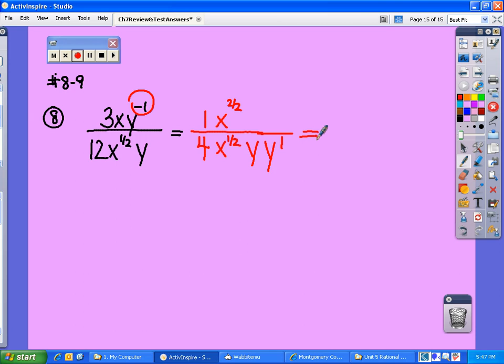Now let's put together everything that we have here. We have on the top the 1 we don't have to write. We have x to the 2/2 minus x to the 1/2 gives us x to the 1/2. On the bottom we have 4 and y to the first times y to the first, which is y to the second. And we're done.